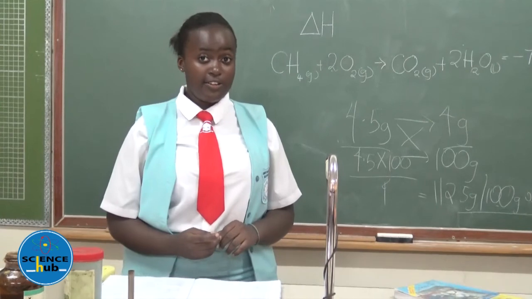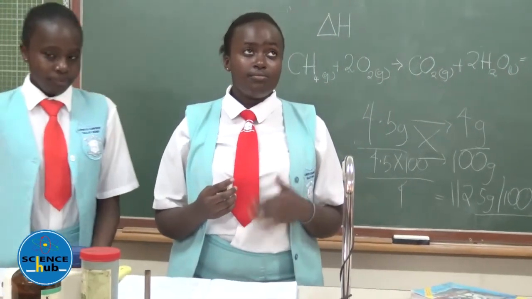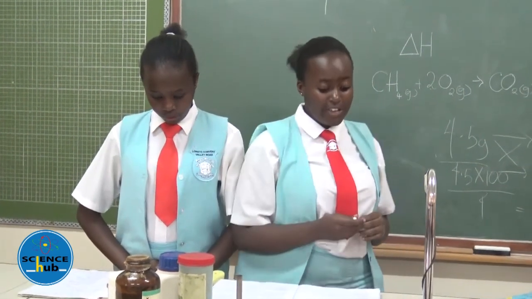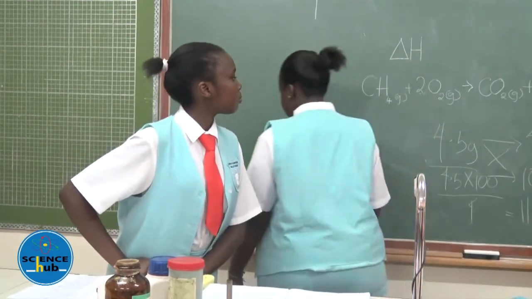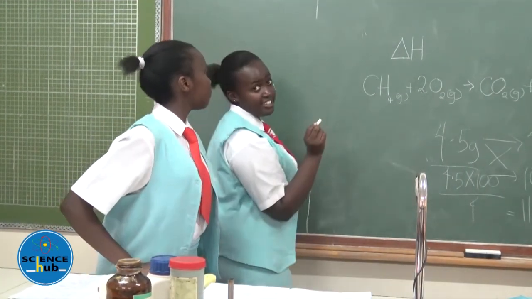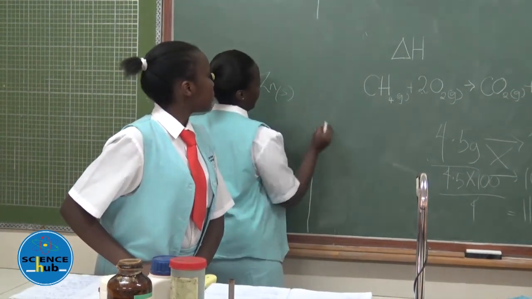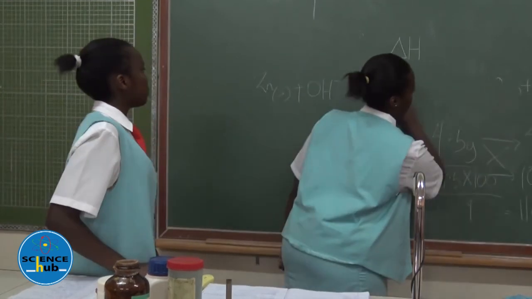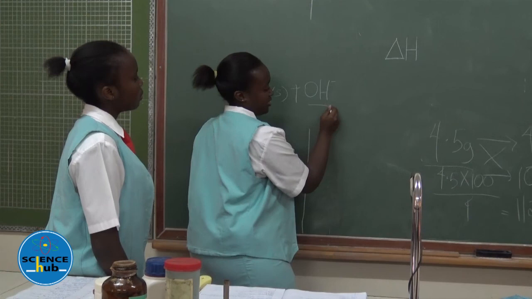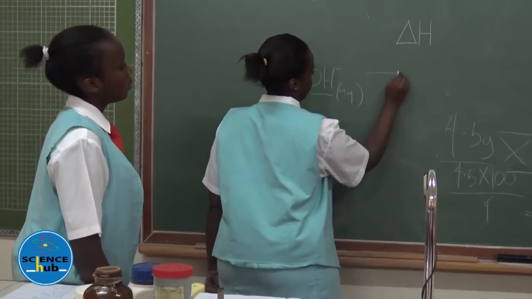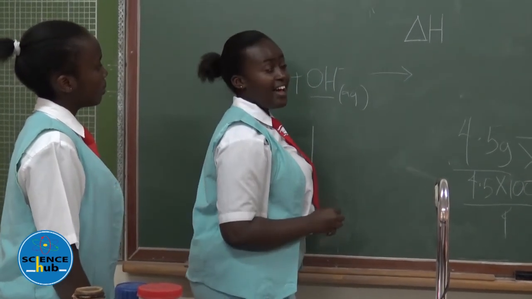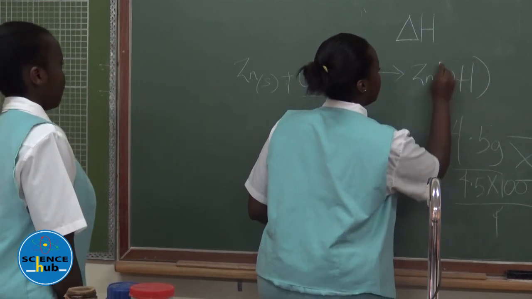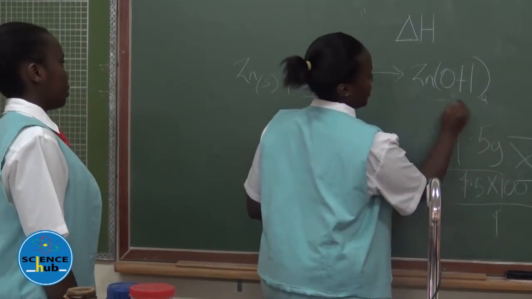Next, we are going to look at complex ions. When compounds dissolve in, for example, sodium hydroxide and ammonium hydroxide, they form complex ions. For example, we have zinc. When the zinc solid reacted with the hydroxide of the sodium hydroxide, this was formed. This is zinc hydroxide.